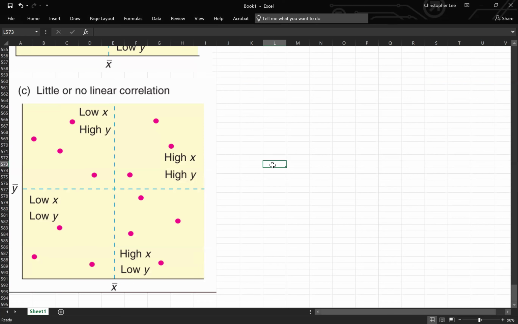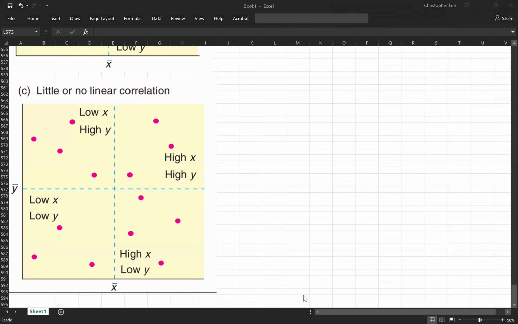All right. So this is what little to no linear correlation would look like. Just scattered all over the place, right? We have a low X, high Y, we have high X, high Y, we have low X, low Y, we have high X, low Y, right? So this is what you would say is little to no linear correlation, right? Just an example.